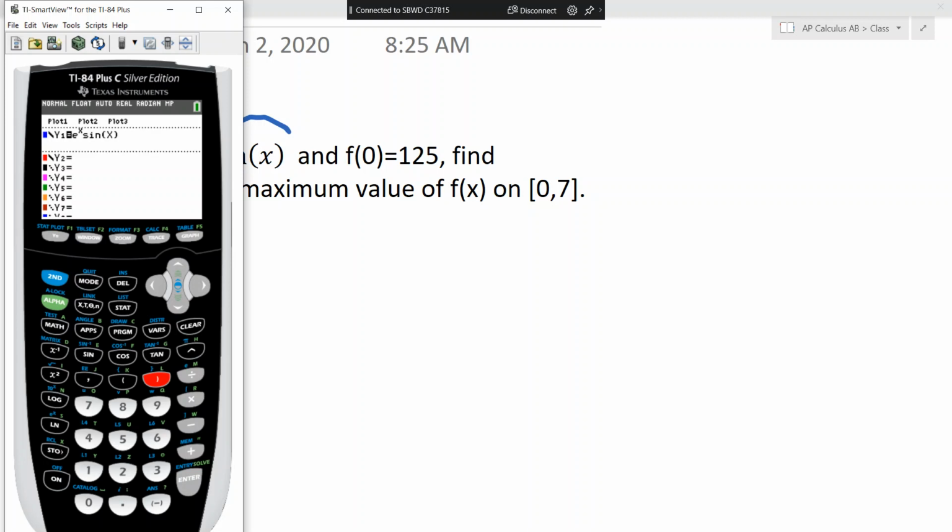Now, we're going to graph it to see, and this is going to tell us some stuff about f. That's the whole point of these questions. So before I graph, though, I'm going to go to my window. I'm going to make sure my x is going from 0 to 7, because that's what the question asked about. I'm going to count by ones, because 0 to 7, counting by 1 sounds good.